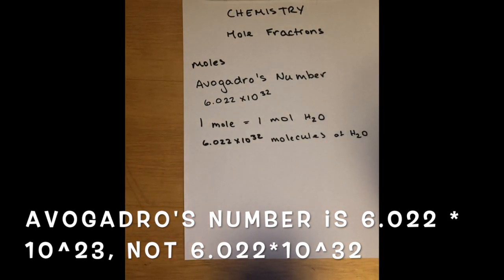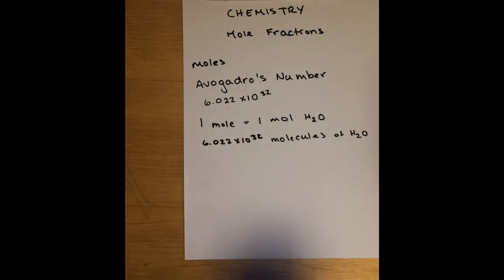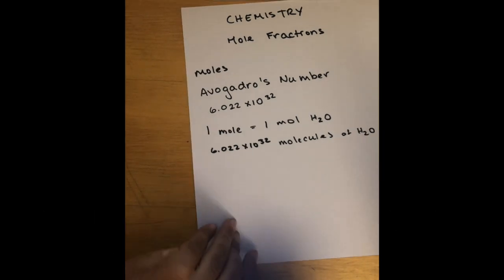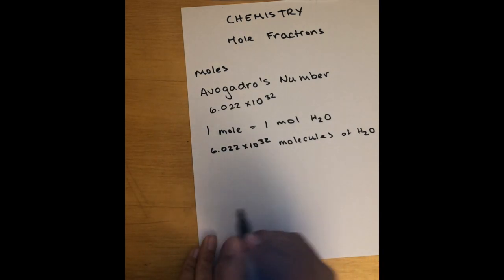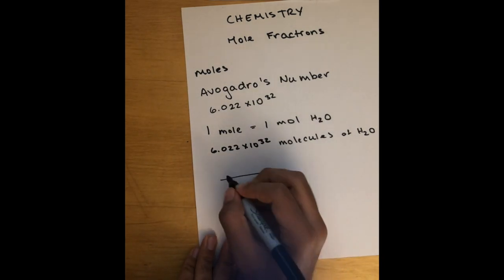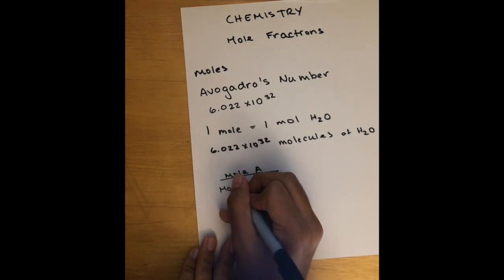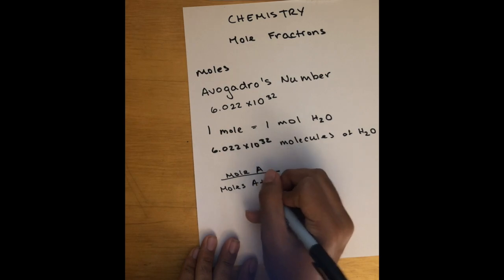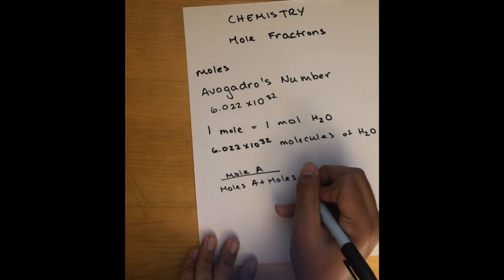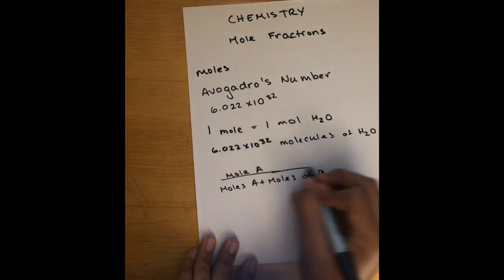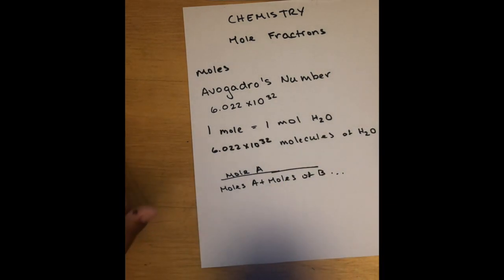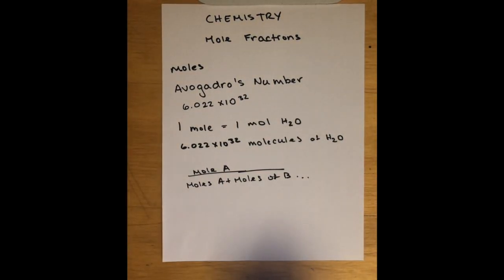So let's talk a little bit about mole fractions. Mole fractions are essentially the number of moles of a certain substance, such as moles of A over moles of A plus moles of B, and so on. So what does this denote? This denotes the mole ratio between 2 substances in a compound.